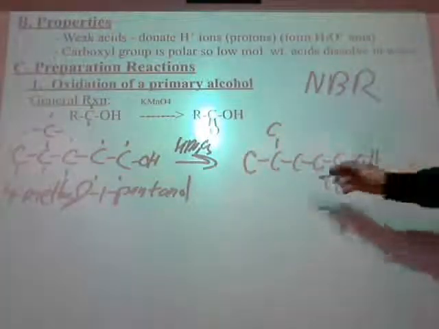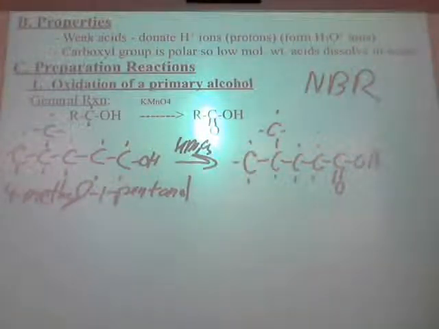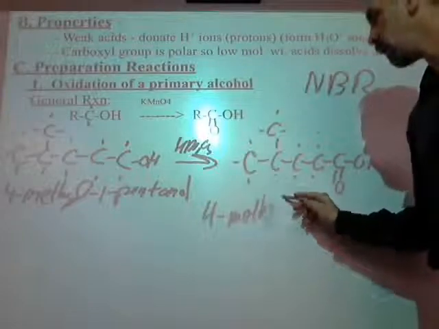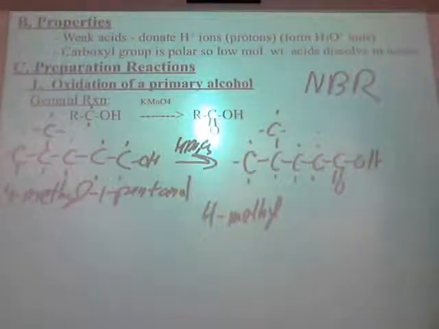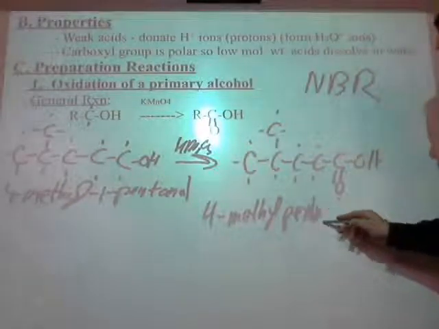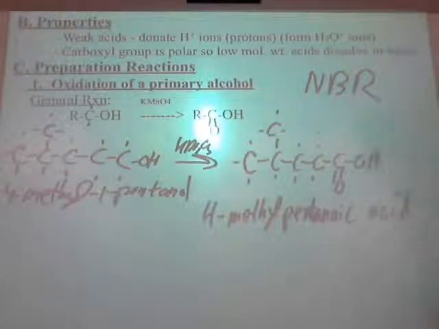Now this one over here would be what? Still 4-methyl what? 4-methyl pentanoic acid. In this case, I do not need to write the 1 in front of it. I probably wouldn't take off for it, but you don't need it because a carboxylic acid group has to be on the end. So it's just pentanoic acid. 4-methyl pentanoic acid. Everybody got that one?